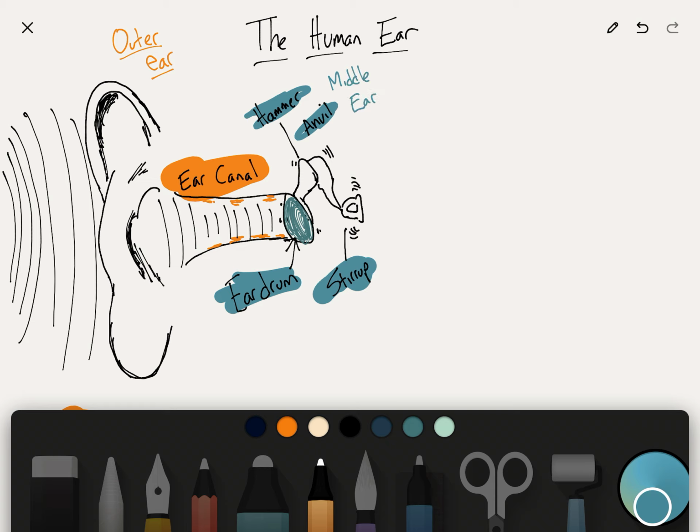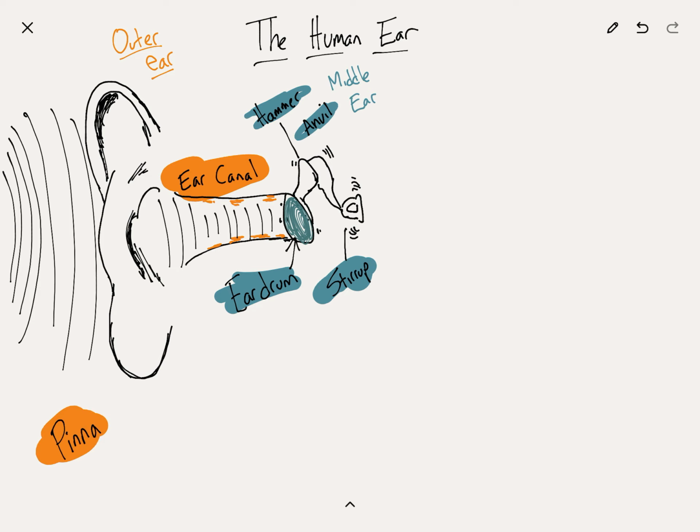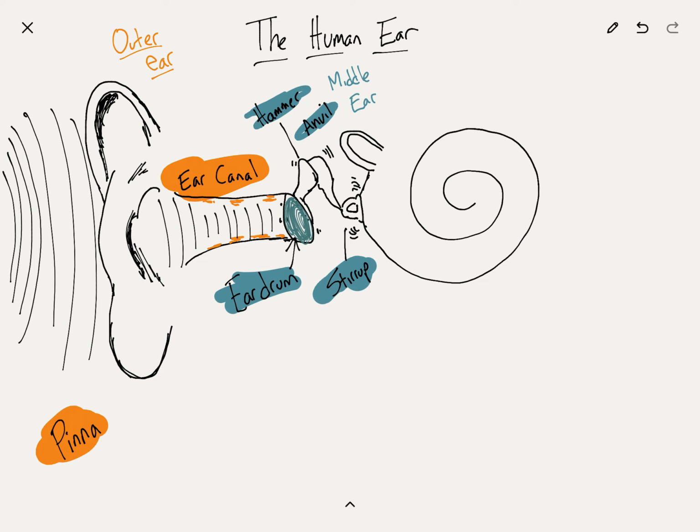Okay, those are the middle ear. And now we're going to go into the inner part, which is where we would have the inner ear. Now, the inner ear has some really funky parts. And the main part we're going to talk about is called the cochlea. And the cochlea kind of looks like a snail shell. Okay? There are all sorts of loop-de-loop parts and things like that.